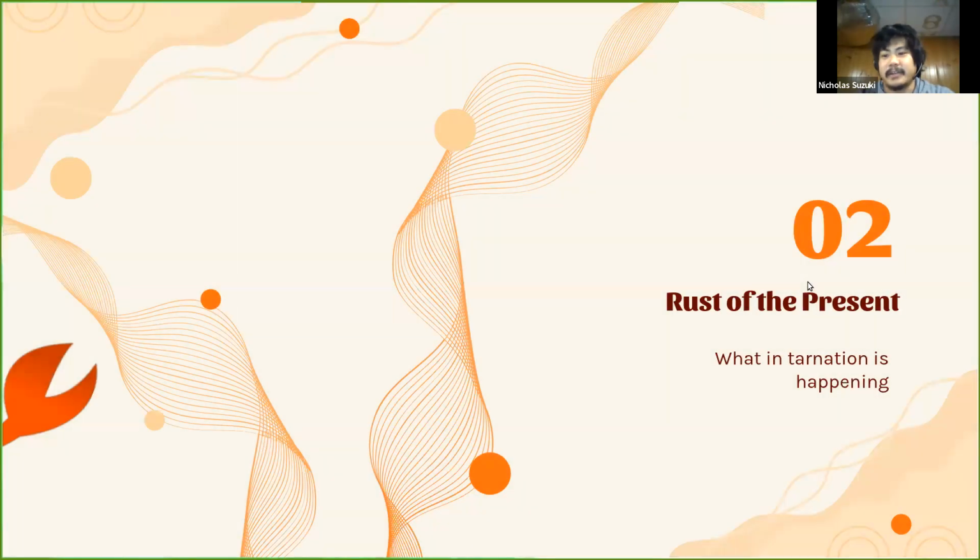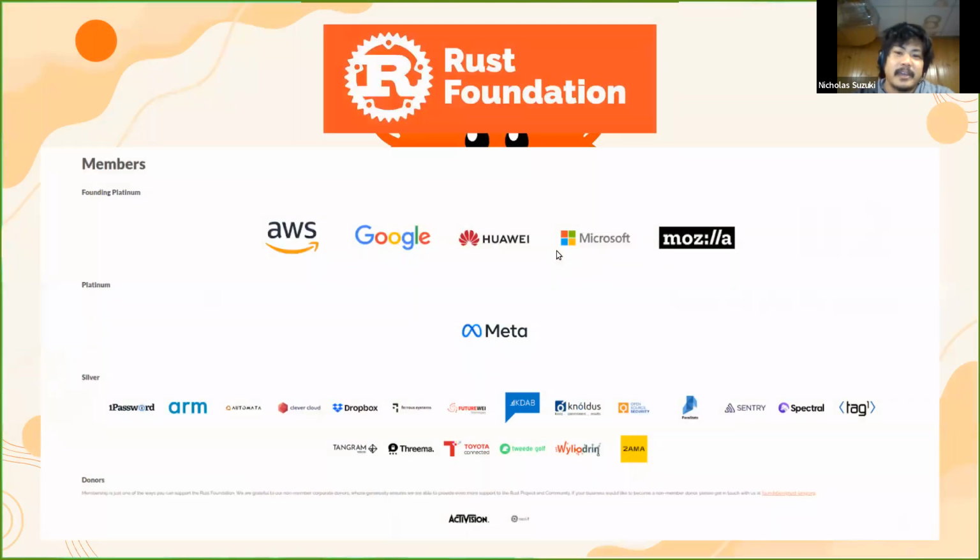And here we are at our second stop, Rust of the present. After 4 months of being in limbo, it was announced on February 8th, 2021, that Rust had a new home, the Rust Foundation, which was a nonprofit organization. The 5 founding companies of the Rust Foundation were AWS, Huawei, Google, Microsoft, and Mozilla.